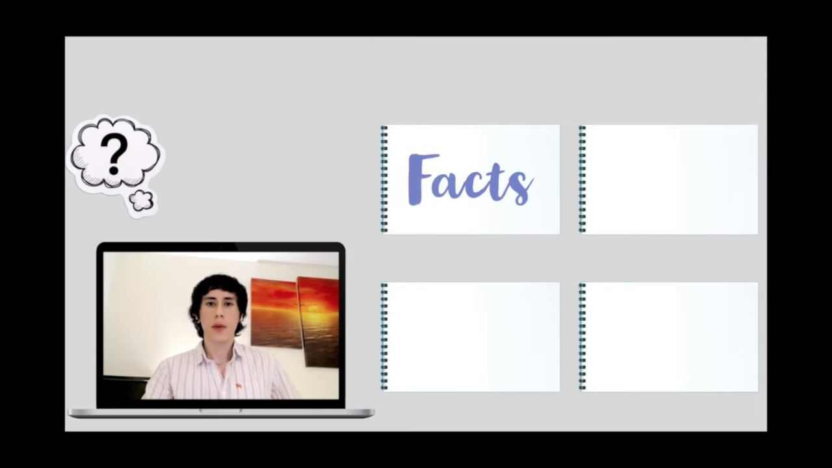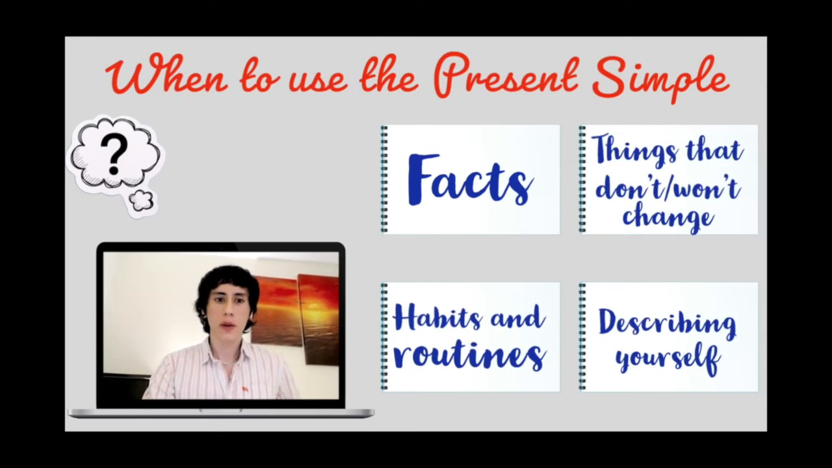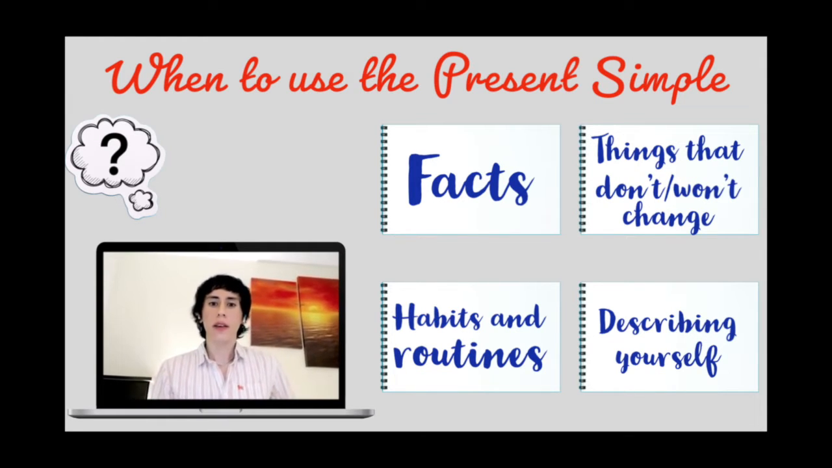The present simple is a tense that we use for facts. We use it for things that don't or won't change. We use it for habits or routines, and we use it to describe yourself. For the ones that don't know what facts are, they are things that are true in nature or things that are scientific, something that is not going to change, or something that is a general truth.